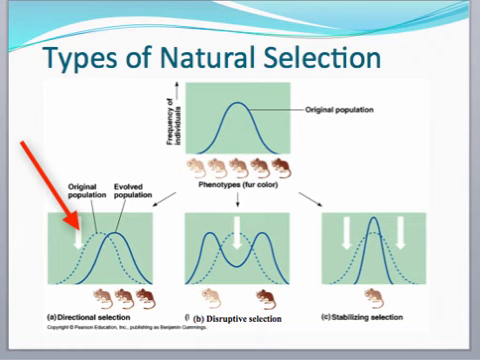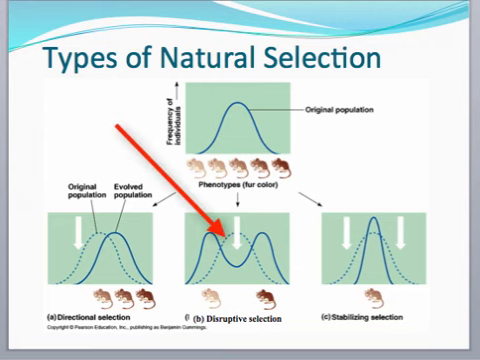The first one, directional selection, is like when you turn on your directional signal. You either move to the left or to the right. In this case, the whole curve is shifting to the right, and it's favoring the darker phenotypes, the darker fur color. This curve could also shift to the left.